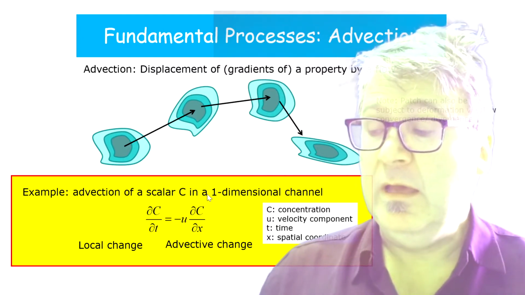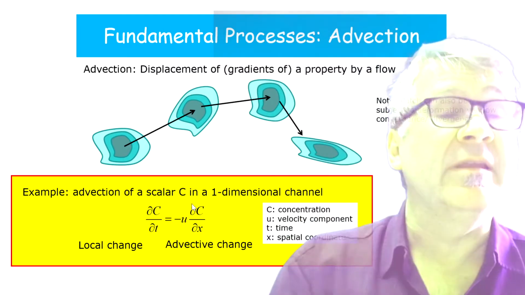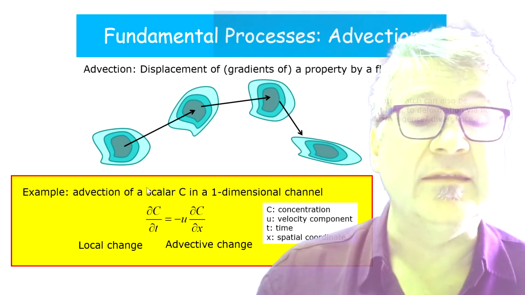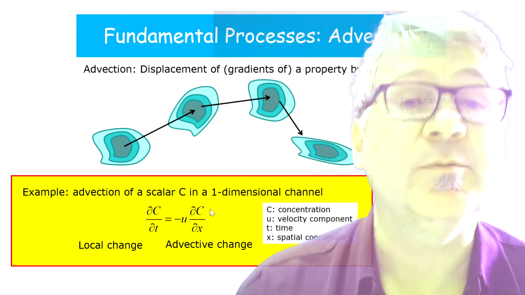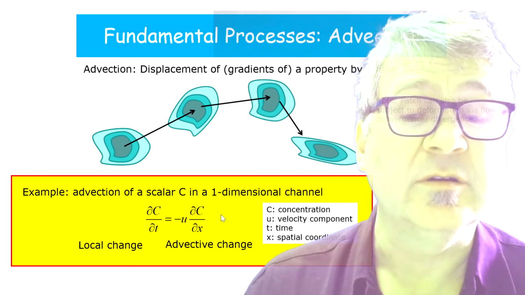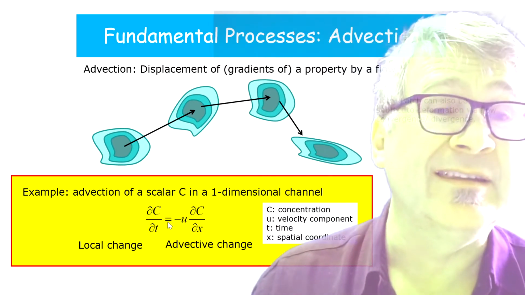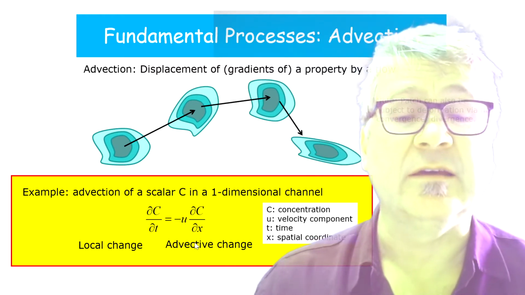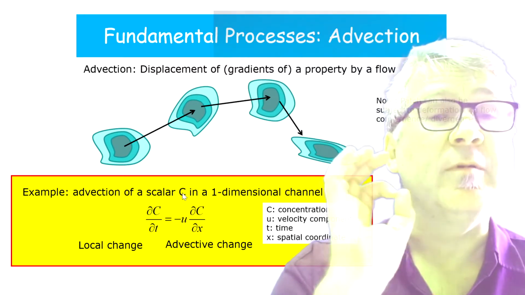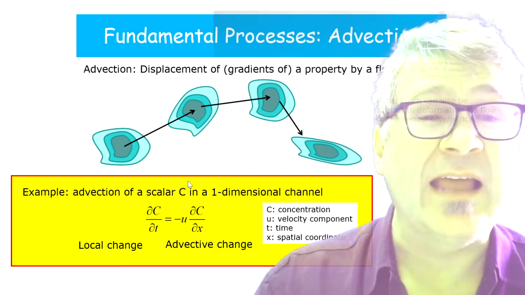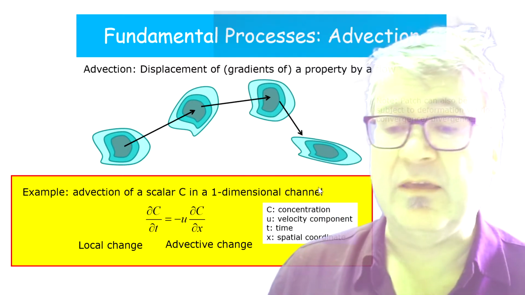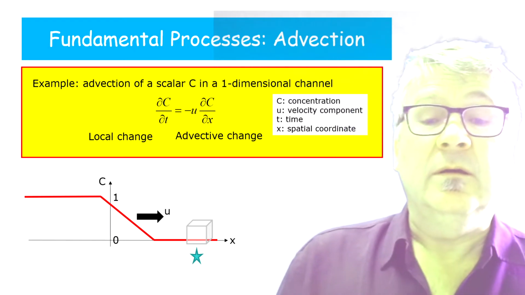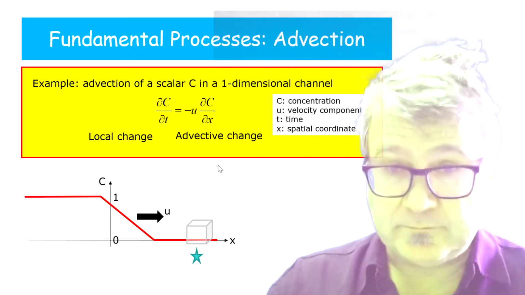Only if you have a combination of a flow component and a gradient do you get an advective change. It's also multiplied with a negative sign, and you'll understand that on the next slide. This is what we call advection. And how does it look? Now, I'll give you one example.